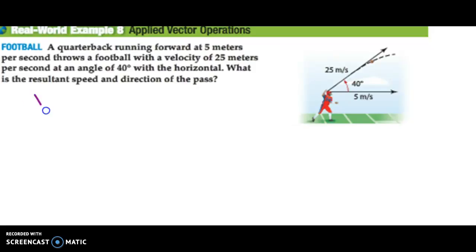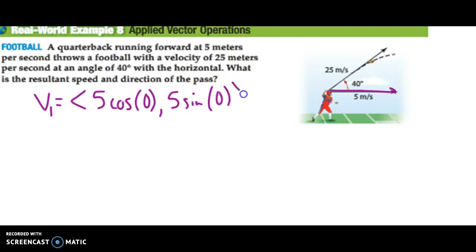So what I'm going to do is first I'm going to find the first vector in component form. And that's going to be this one with the quarterback running. Okay? So, we know that our magnitude is 5. Cosine of, well, if it's straight, that's going to be 0 degrees. And 5 sine of 0 degrees. And so I find that my first vector is actually going to be just the component 5, 0. I did that by doing that on my calculator.